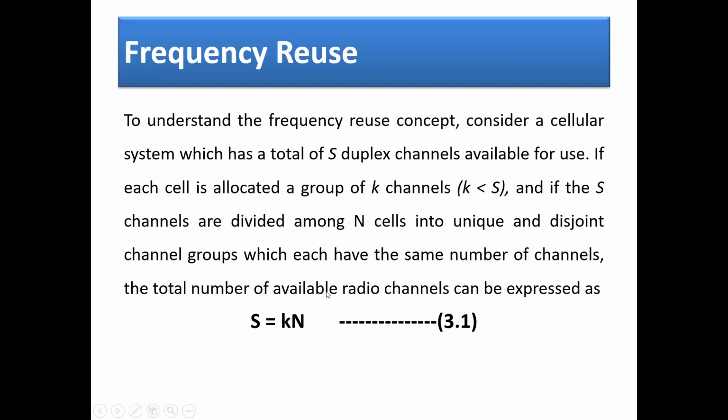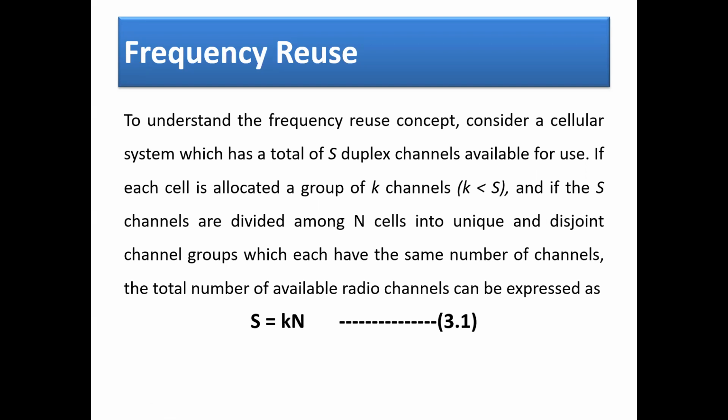The total number of available radio channels can be expressed as S equals K times N. We said that we have K channels. For example, say you have 300 channels, and let the cluster size N equal 4. Now 300 divided by 4 will be what?